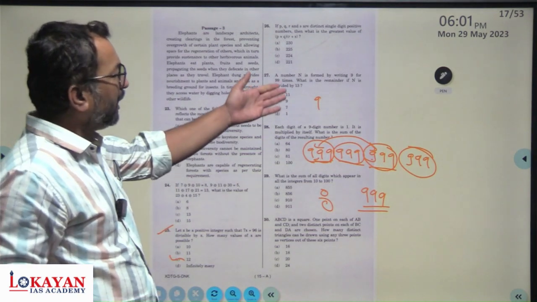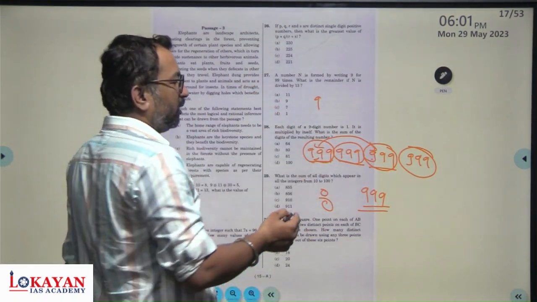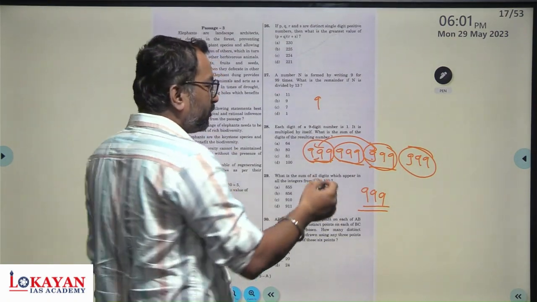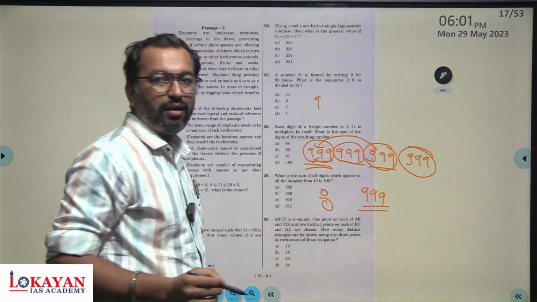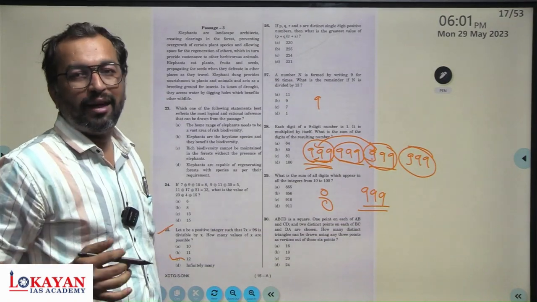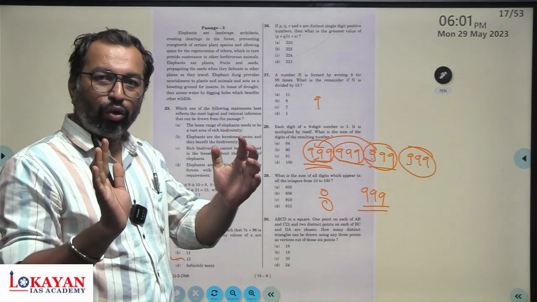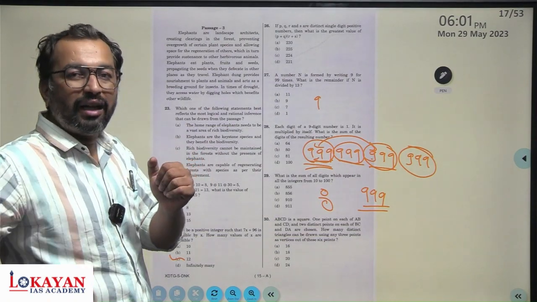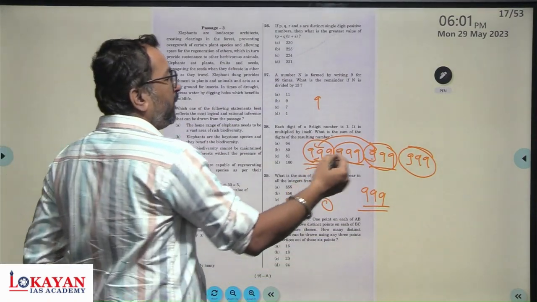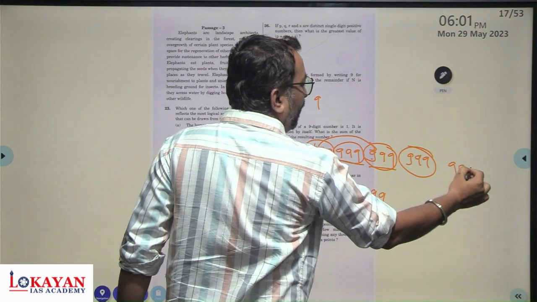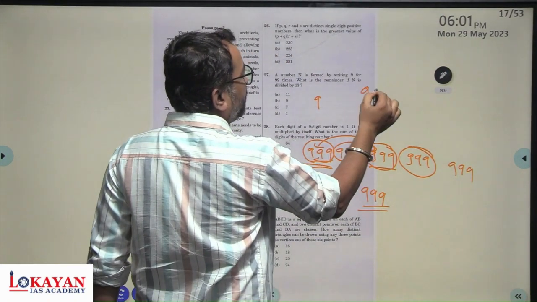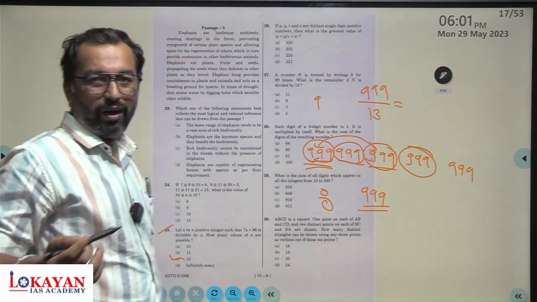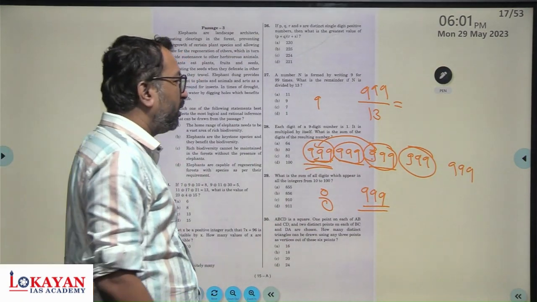Now here there are 99 times 9. So how many such groups will be there? 33 groups will be there. If there were 32 groups, that is even groups, then the remainder will be 0. But there are 33 groups, so there will be one remaining 999. Just divide this remaining 999 by 13 and see what remainder you get.